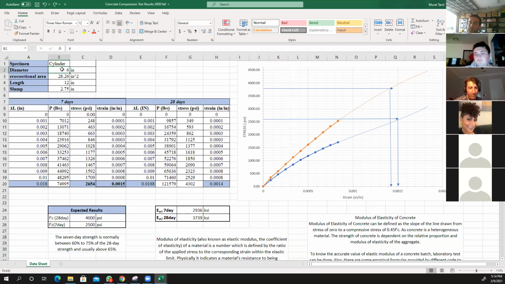Diameter, we already measured the diameter of the cylinder, 6-inch. Cross-sectional area is the same. I use 3.14, you use pi. If you use pi, that's most accurate. Length was 12-inch. And slump is 2.75. I believe our slump was around 2.75, so you will enter the slump. The diameter is already there, and I will update this section for you.